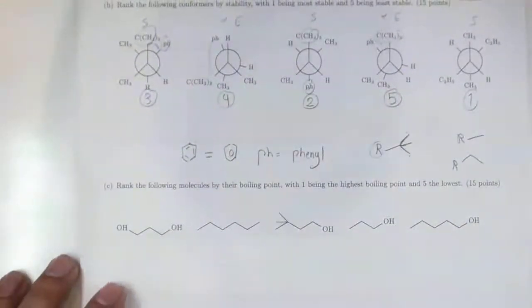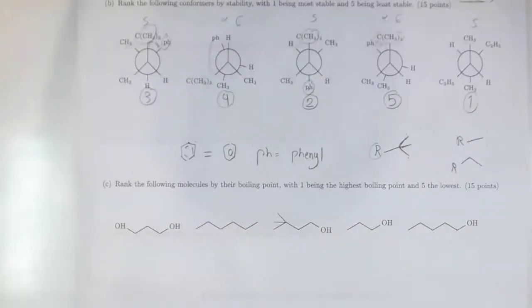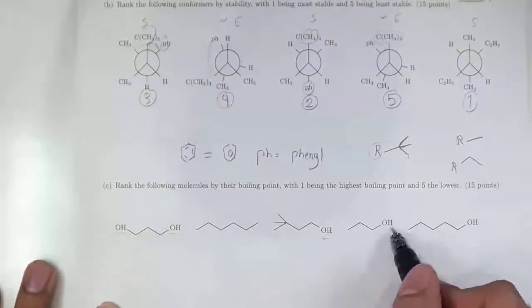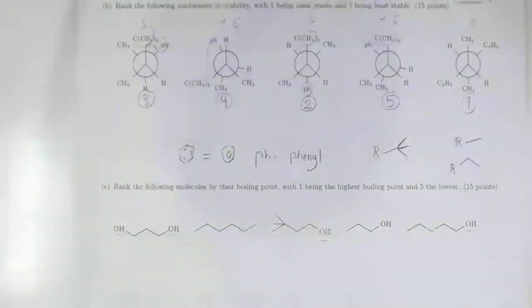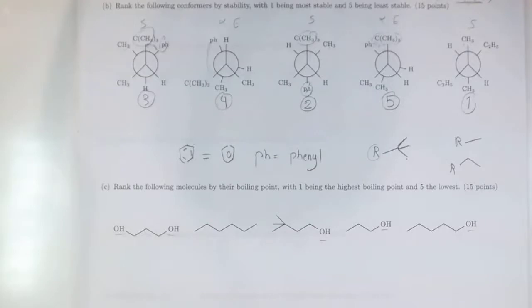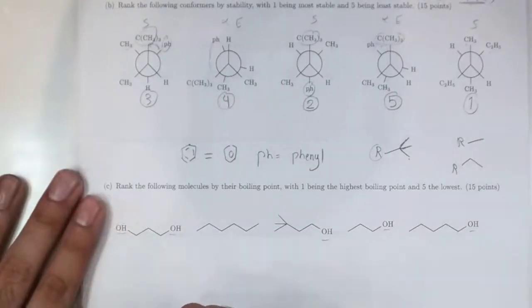So part C is asking us to rank the following molecules by their boiling points, 1 being the highest boiling point, 5 being the lowest. So take a look at the compounds over here for you. I have hydroxyl, hydroxyl, hydroxyl, hydroxyl, hydroxyl. Now from Gen Chem, you might remember, your boiling point depends on your intermolecular forces, not as much on your intramolecular forces.